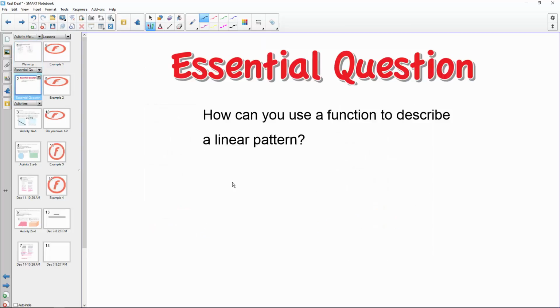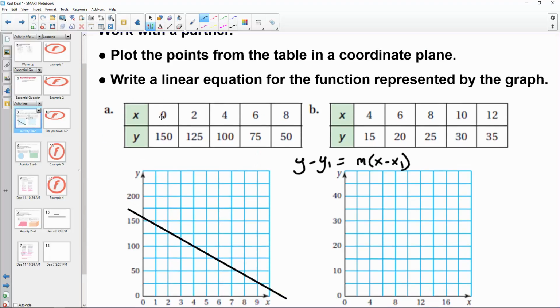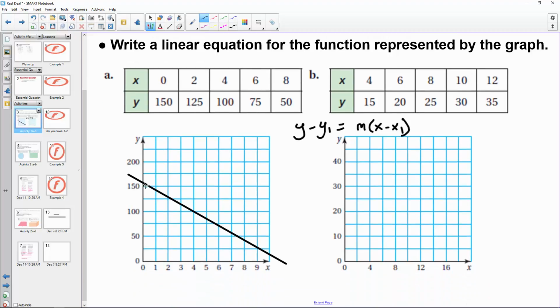And we really want to figure out if we can use a function to describe a linear pattern today. So I'm going to go through here, and I have my ordered pairs. And if I look, it seems like this is going up by 2 every time for my x, and my y is going down by 25. When I graph it out, I can see that that is in fact the case. And that's what I have here. And this would be all the values for y whenever I insert these values for x.